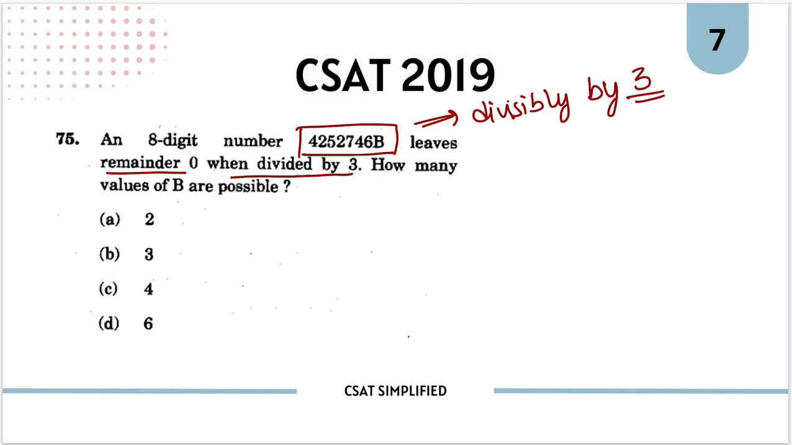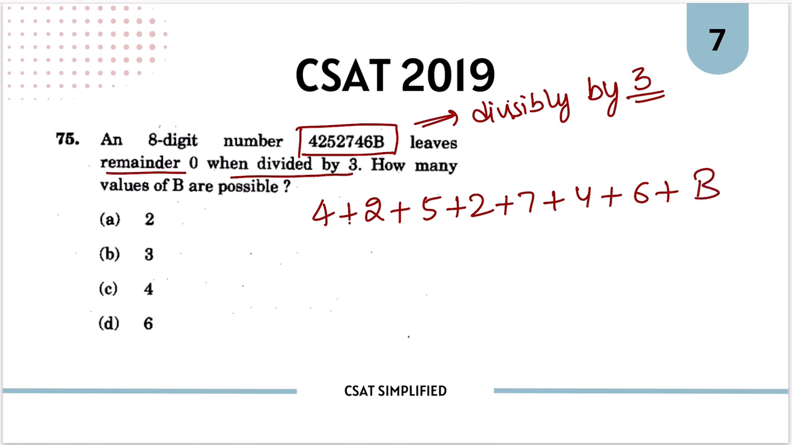So for this number to be divisible by 3, we already know the divisibility rule. 4 plus 2 plus 5 plus 2 plus 7 plus 4 plus 6 plus b. Now do the summation here. 4 plus 2 is 6, plus 5 is 11, plus 2 is 13, plus 7 is 20, plus 10 is 30. So 30 plus b is the sum of the digits. Correct? So how many values of b are possible? We know that 30 plus b is divisible by 3, right? So what values can b take?